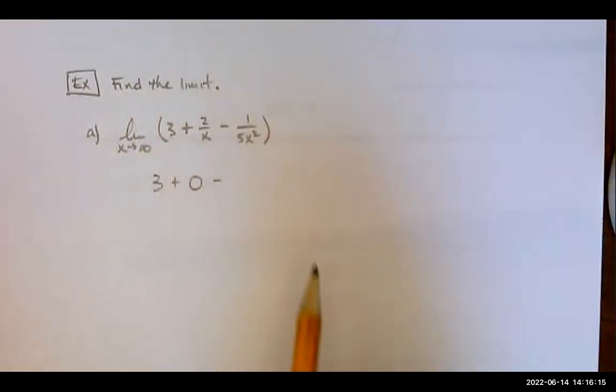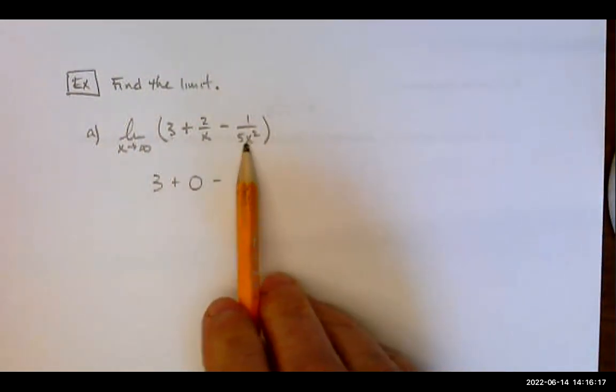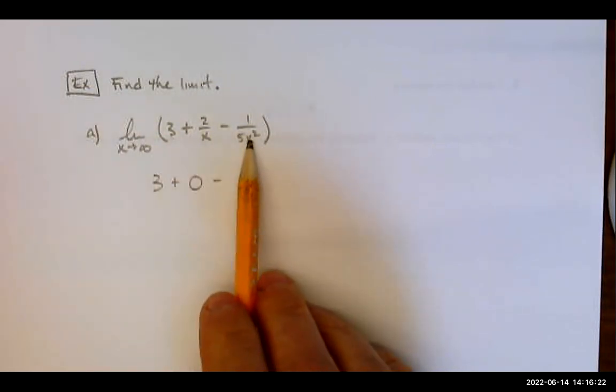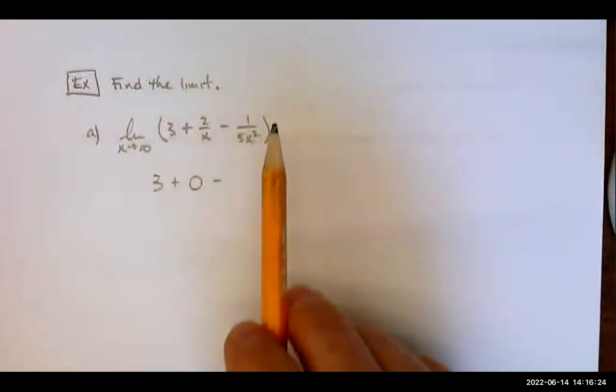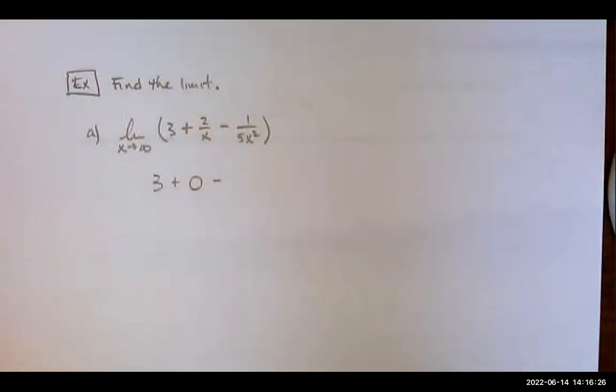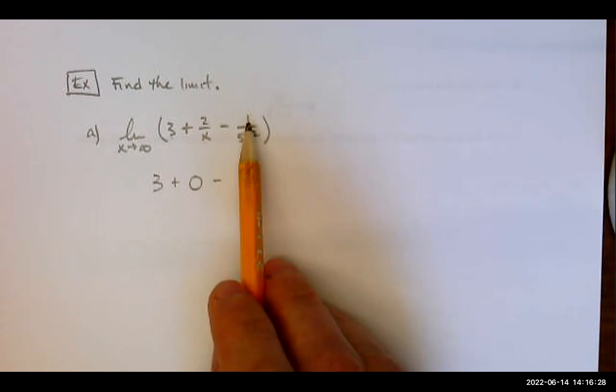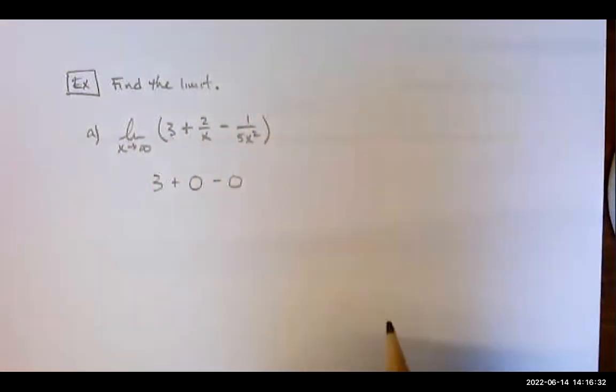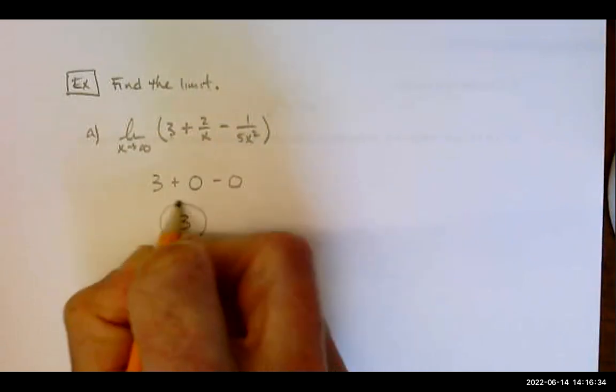And finally, 1 over 5x squared. Well, again, infinity goes in. Infinity squared is still infinity. 5 times infinity is still infinity. So this is really like 1 over infinity. That would be going towards 0 as well. And so our answer here is simply 3.